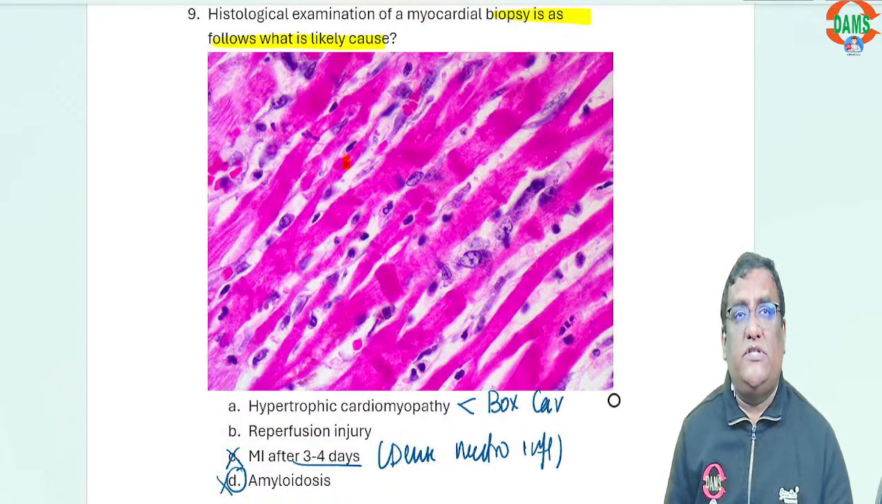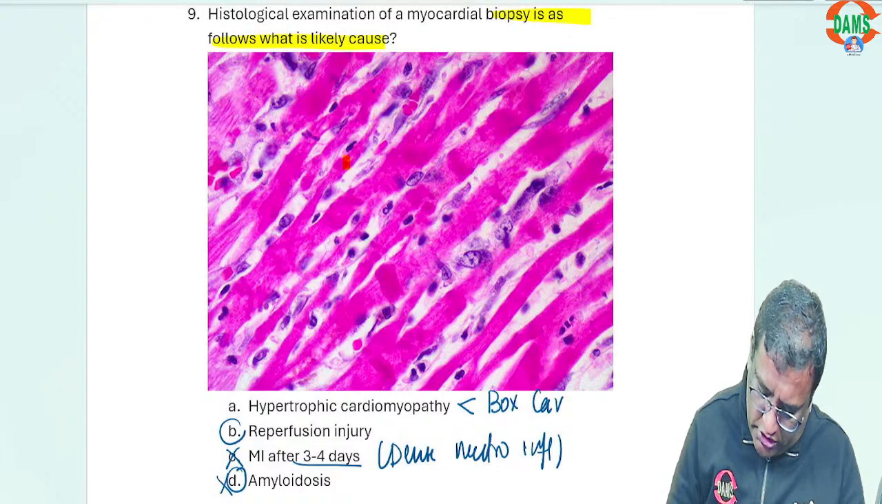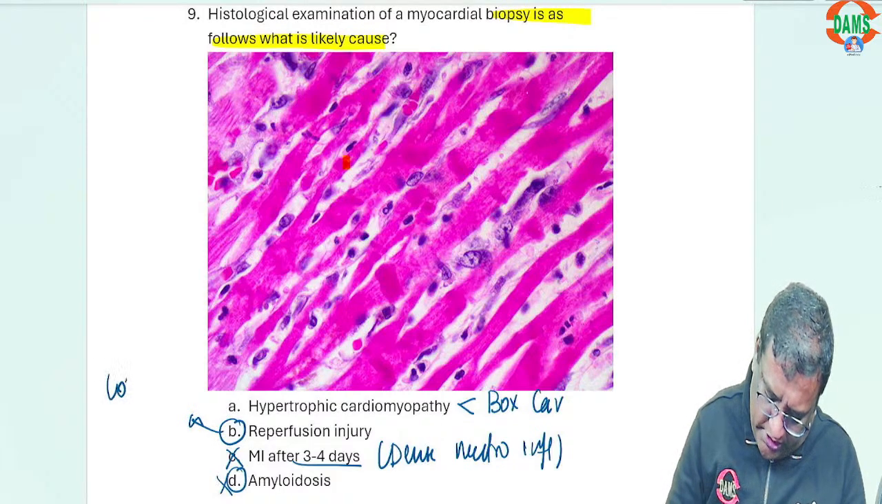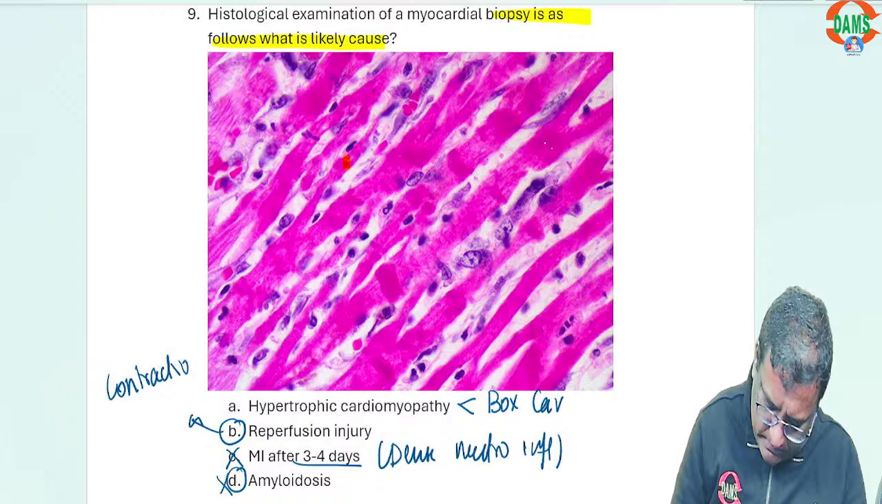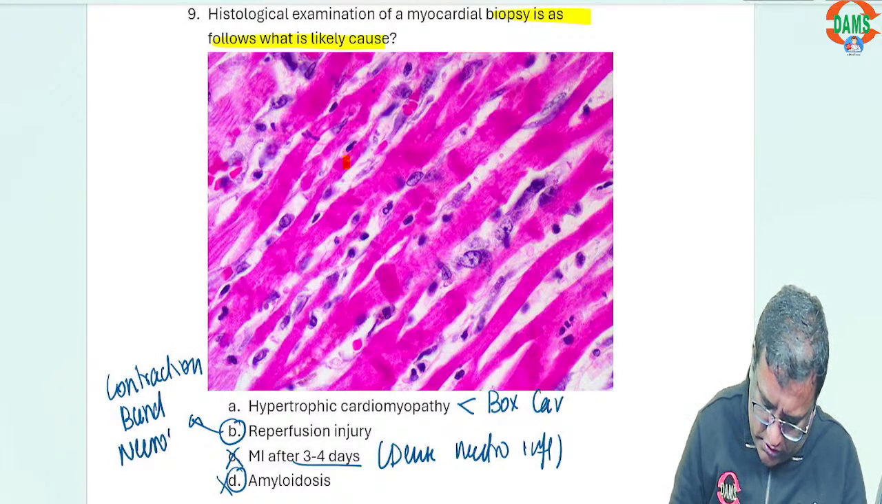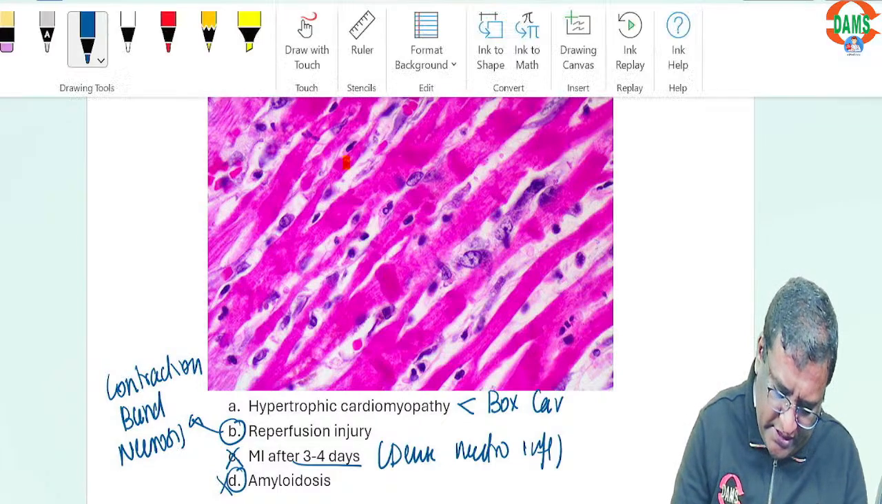Even you can see myocyte disarray. In reperfusion, you should be seeing contraction band necrosis. So what is a contraction band necrosis? Okay, I can identify definitely there is a necrosis in this image here.